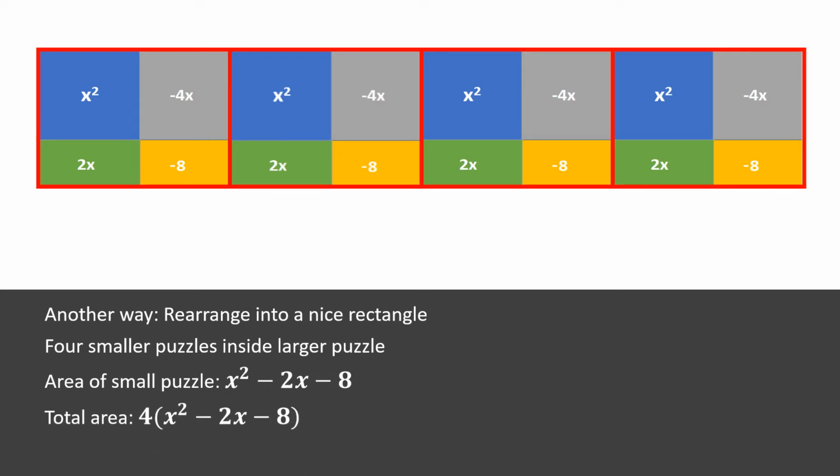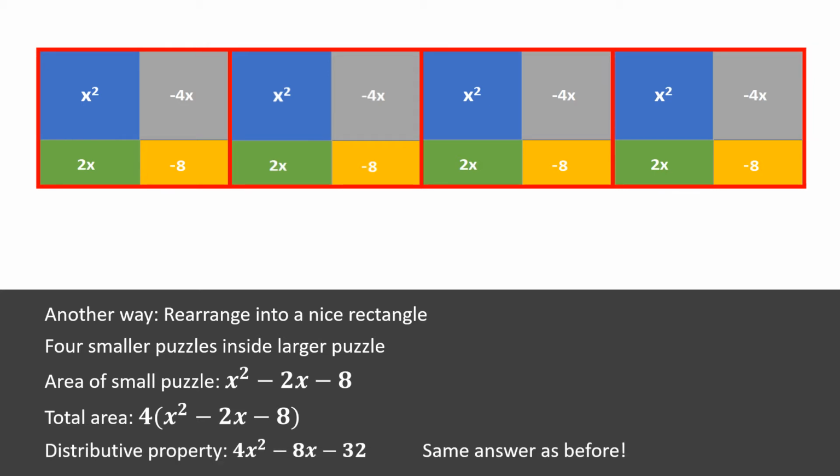So the total area is 4 times the area of these small rectangles, so 4 times x squared minus 2x minus 8. And using the distributive property, we can see that we multiply the 4 out. If we multiply the 4 on each term, then we will get the same answer that we got in the last.